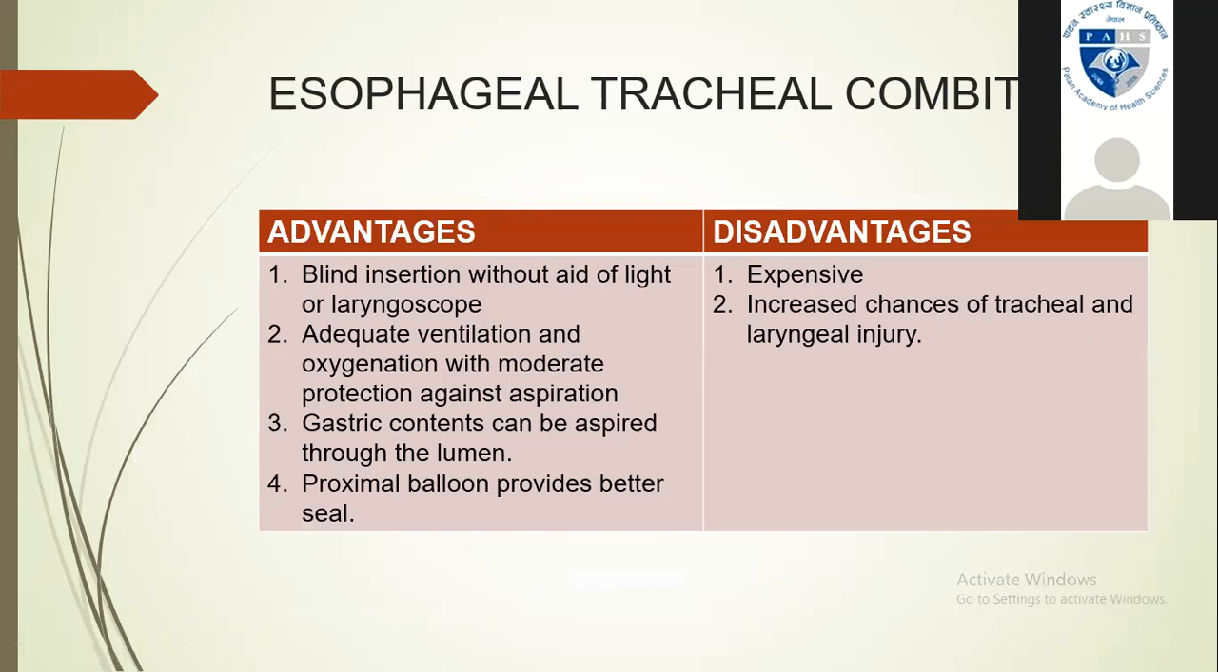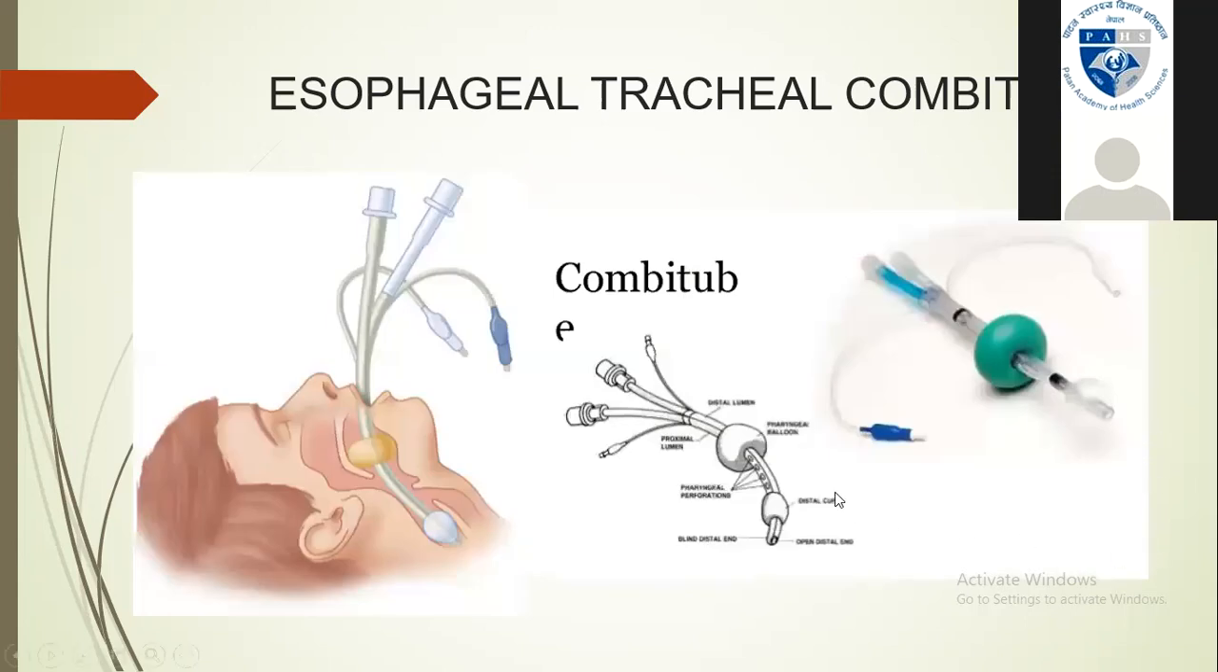Advantages are that it can be inserted blindly, and it can provide adequate ventilation and oxygenation with moderate protection against aspiration. Gastric contents can be aspirated through the lumen, and the proximal balloon provides a better seal. Disadvantages are that it is expensive and there are increased chances of tracheal and laryngeal injury, as it consists of two cuffs.